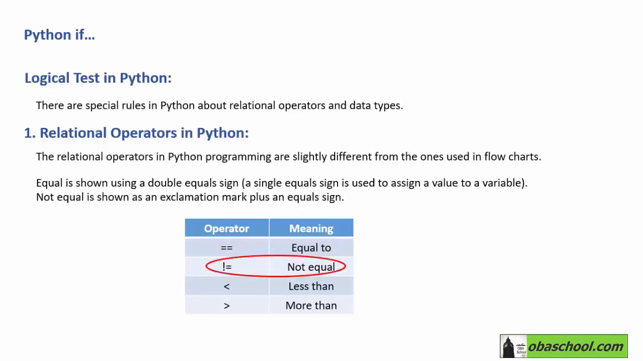Also in Python, the not equal is shown as an exclamation mark plus an equal sign. However, in the flowchart, the not equal was these two symbols. So the Python and the flowchart have two different symbols for the not equal. However, the last two are the same as they are in the flowcharts. The first one is less than and the second one is more than.